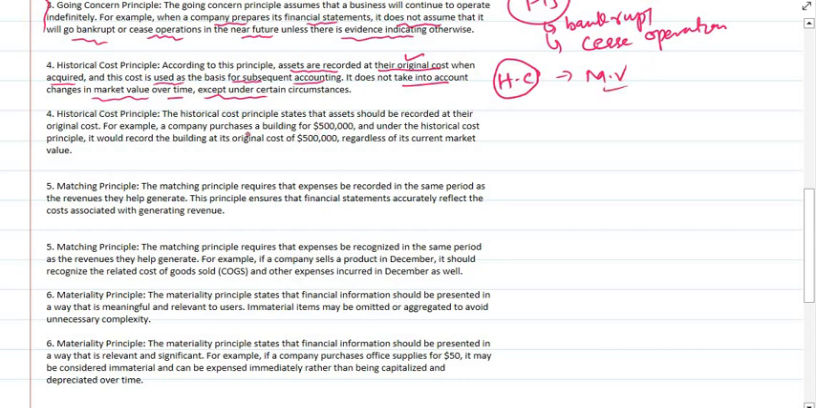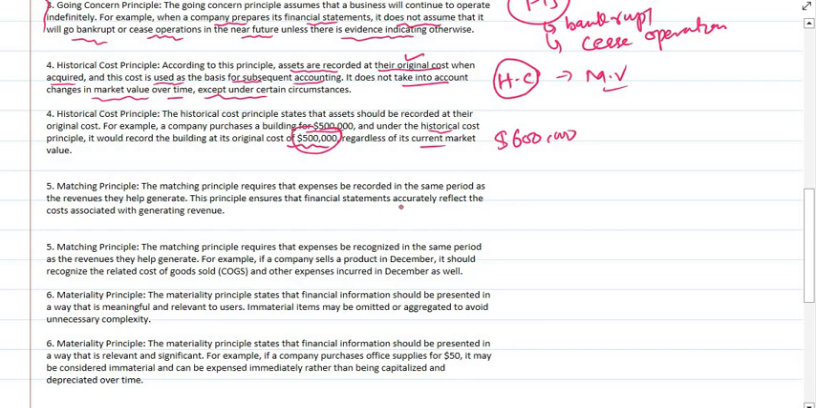For example, the historical cost principle states that assets should be recorded at their original cost. For example, a company purchased a building for this amount. Under the historical cost principle, it would record the building at its original cost, this amount, regardless of the current market value. Let's say the current market value is $600,000. We will still use the original amount, and this will be used for the subsequent measurement also. Clear? So this will prevent the financial position of the company from overstatement.